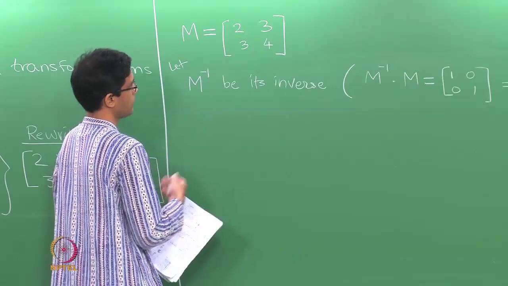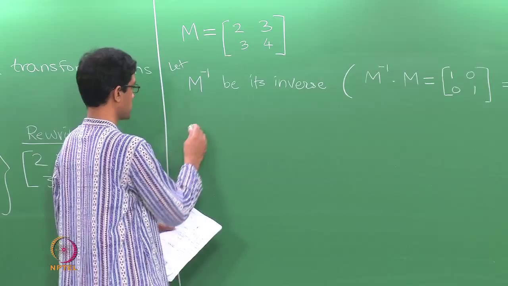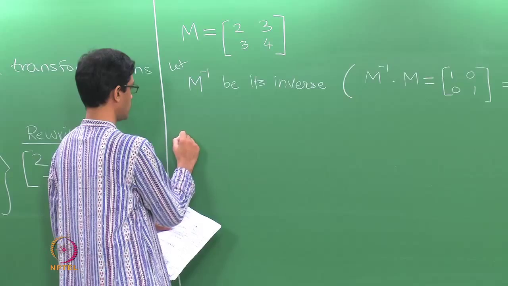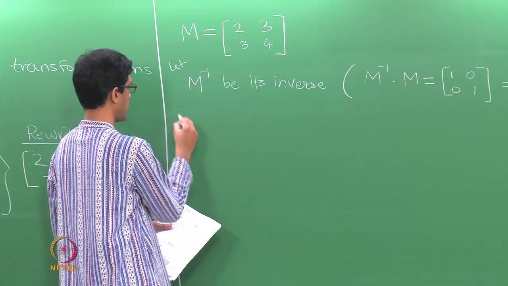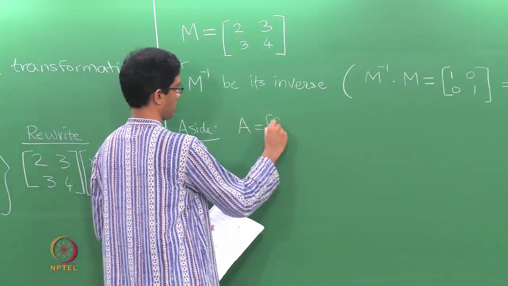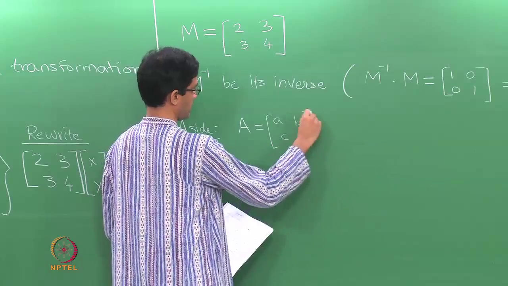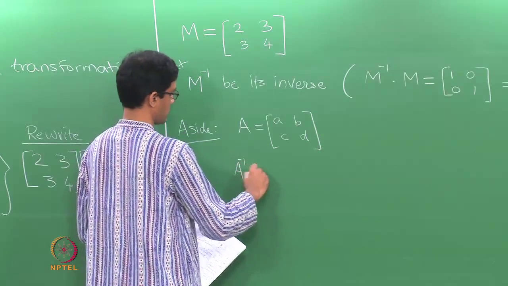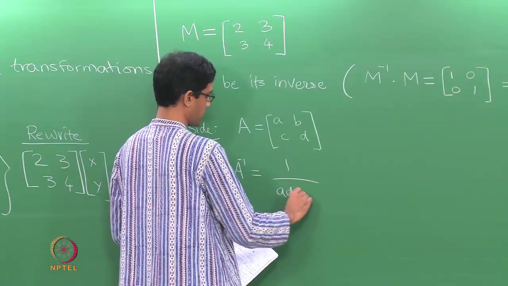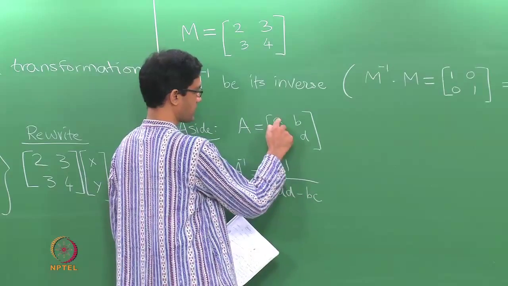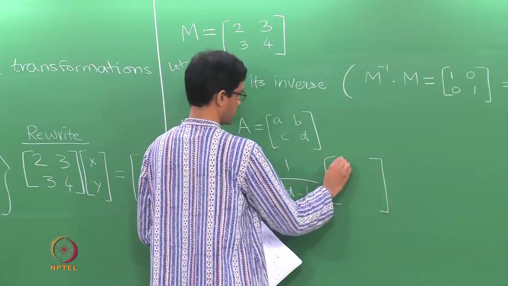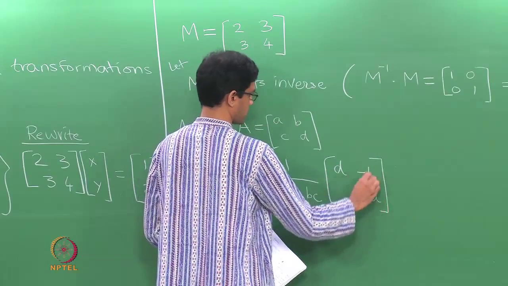For a 2 cross 2 matrix there is a nice formula which tells you what the inverse is. So what's the general formula for a 2 cross 2 matrix? Well, here's what you do. Here's an aside: if I have a 2 cross 2 matrix A with 4 coefficients A, B, C, D, the inverse of this matrix has the following easy description. You take the reciprocal of the determinant of the matrix, so it's 1 by the determinant, which, remember, was AD minus BC, times the matrix whose entries are D, minus B, minus C, A.